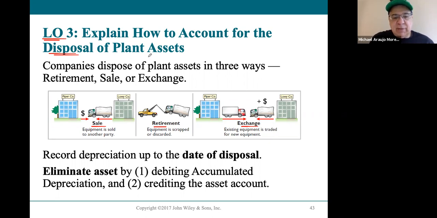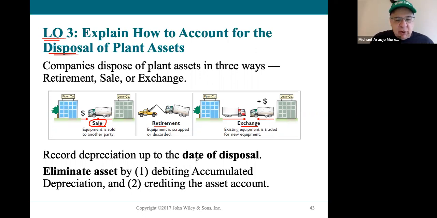Okay. So what we call either a sale or an exchange or a retirement, we call that a disposal of a plant asset. So if you're going to sell it or junk it, you need to take it off the books. And in some cases, you'll sell it for more than what it's worth on your books. Sometimes you'll sell it for less than what it's worth on your books. So that's just basically the concepts we're going to be looking at today.